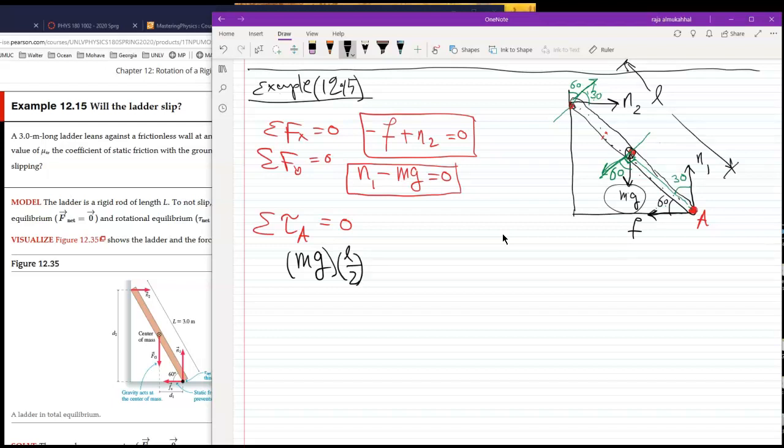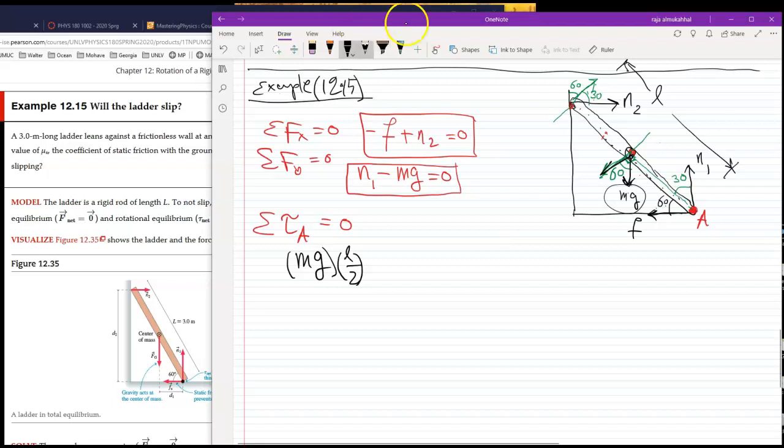But it's not mg. Remember, this mg is not perpendicular to the length. So I'm going to take this component, so it's going to be cosine 60. Got it? Now, if you want to insist on using sine, that's fine. Here, I'll show you. You don't need cosine. Then you're going to use this angle right here.